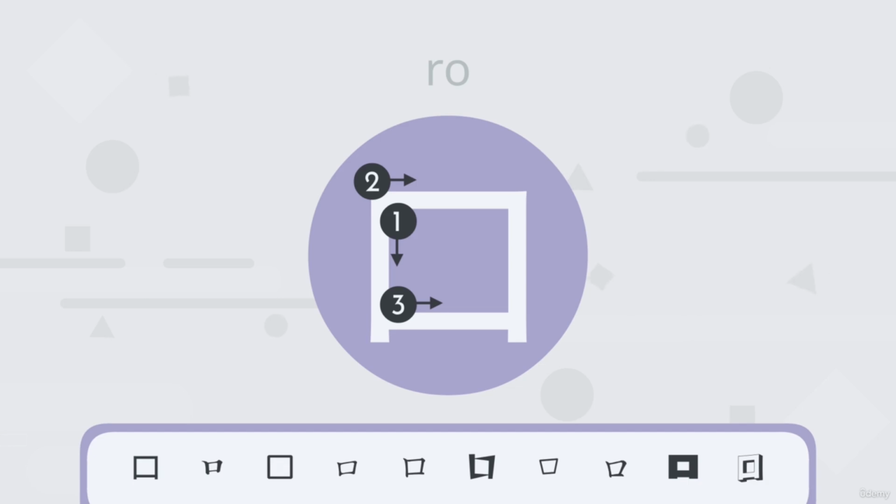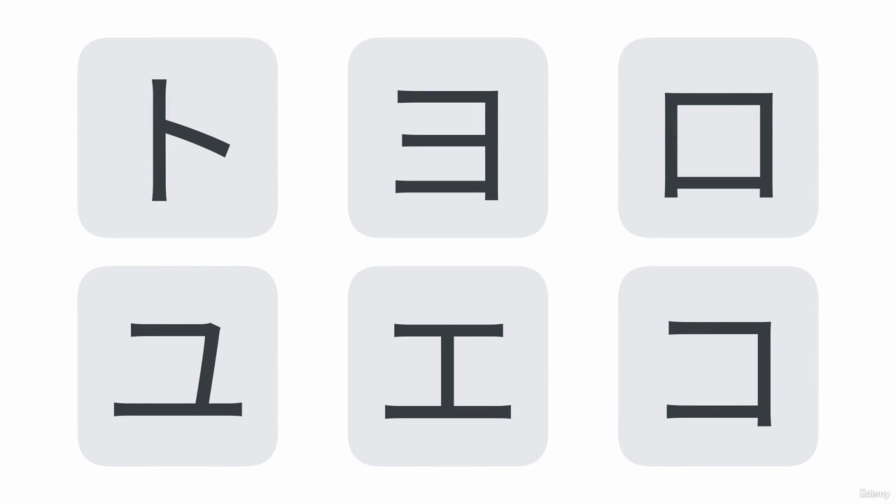The final character we'll learn is ro. Ro. Which of these characters is ro? Ro.